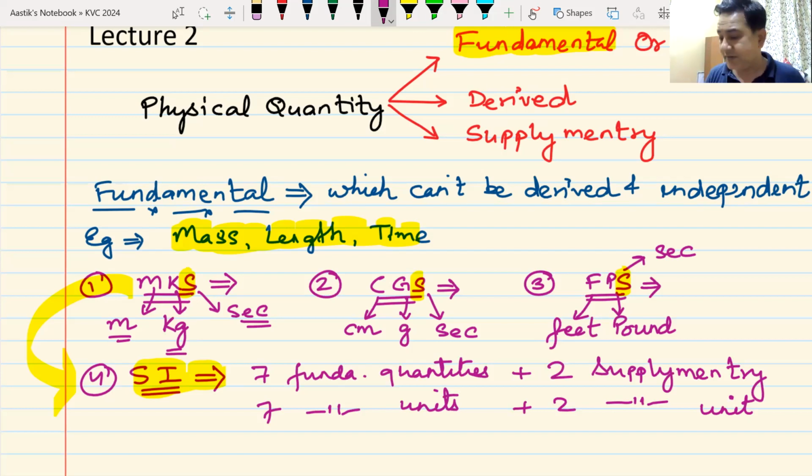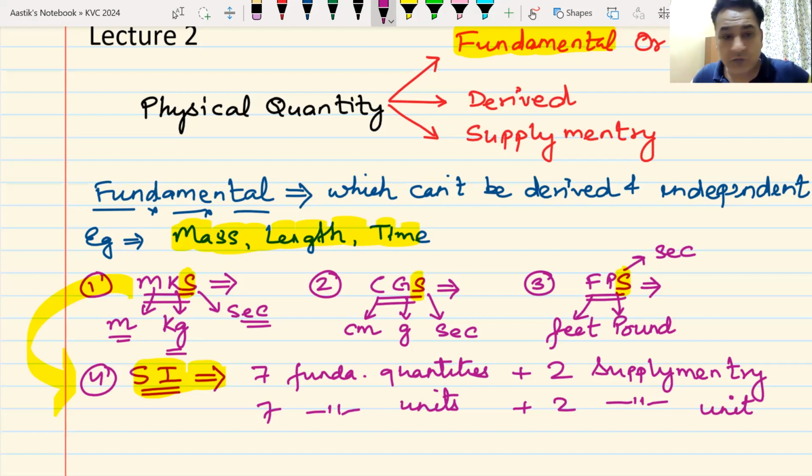Yes, now you ask me what doubt you have. Sir, there you written FPS, sir. That F stands for foot or feet, sir. It doesn't matter, we call it foot or feet. It's actually feet is the plural of foot, so you can call it foot. Foot is the singular quantity, 1 foot, 2 feet. So now we have seven fundamental quantities and two supplementary quantities, or seven fundamental units and two supplementary units.